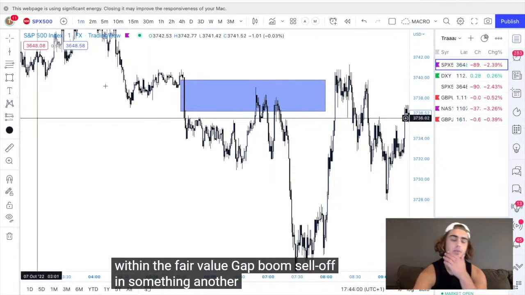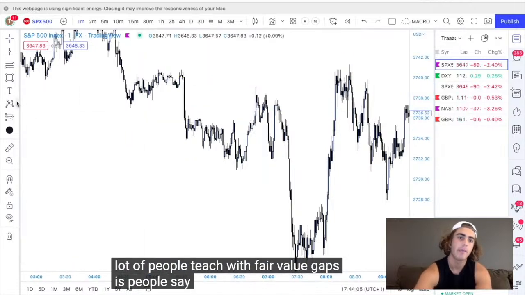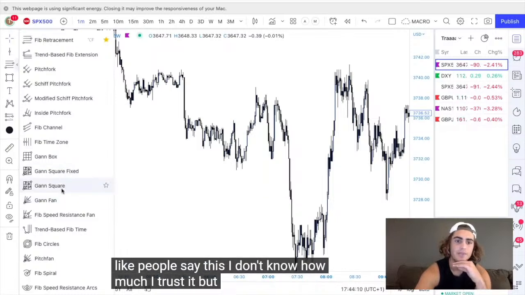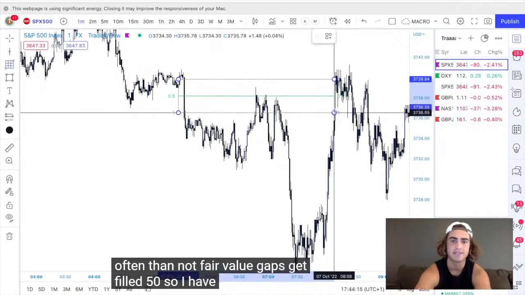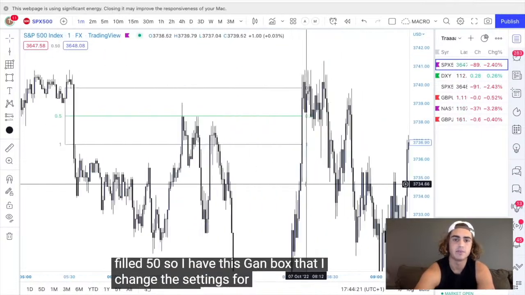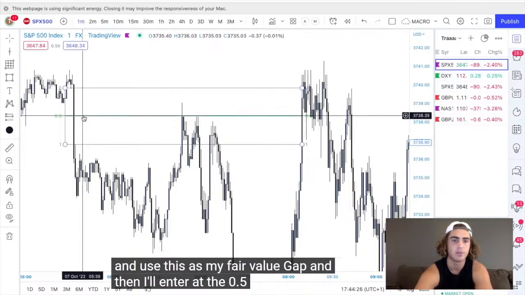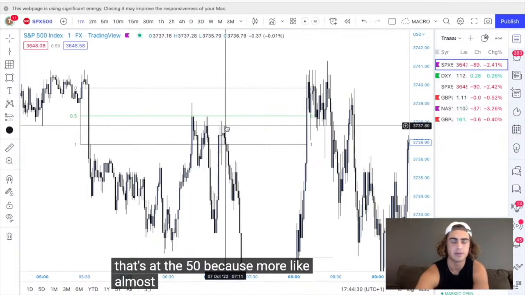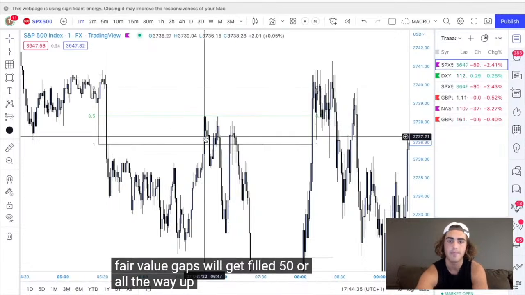And another methodology that a lot of people teach with fair value gaps, I don't know how much I trust it, but people say that more often than not, fair value gaps get filled 50%. So I have this Gann box that I changed the settings for. So sometimes I'll set up this Gann box and use this as my fair value gap, and then I'll enter at the 0.5, right? Because almost 100% of the time, fair value gaps will get filled 50% or all the way up to the top, right?